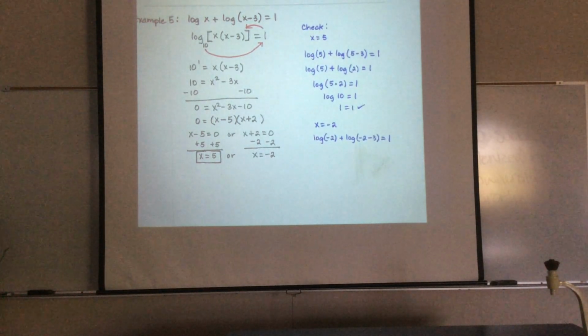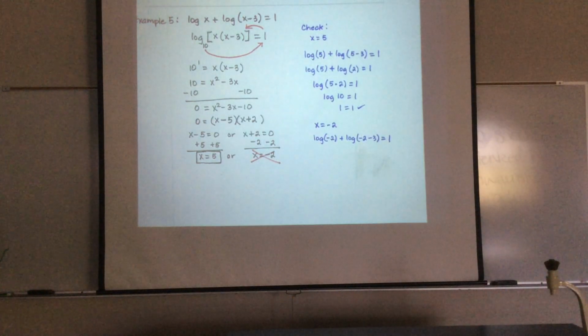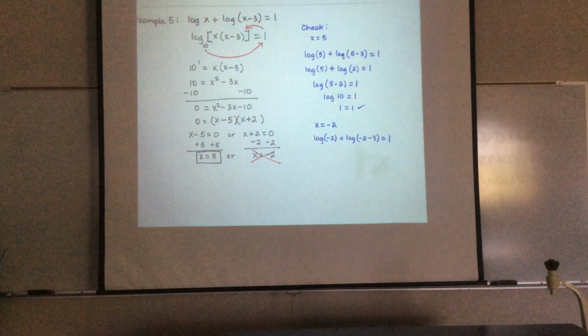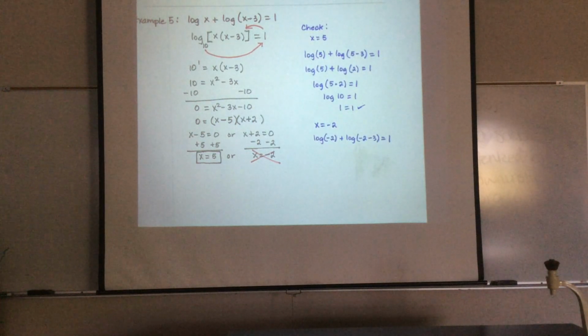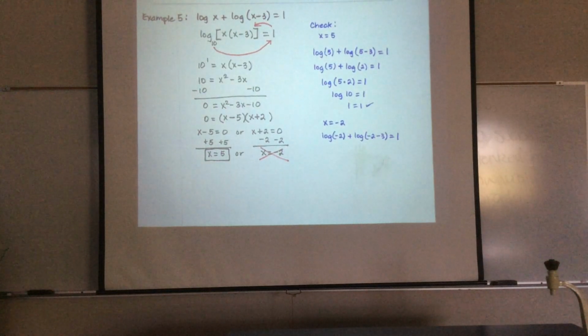So, I need to eliminate x equals negative 2. That's your extraneous solution there. So, this means that x equals 5 has to be the solution to that logarithmic equation.